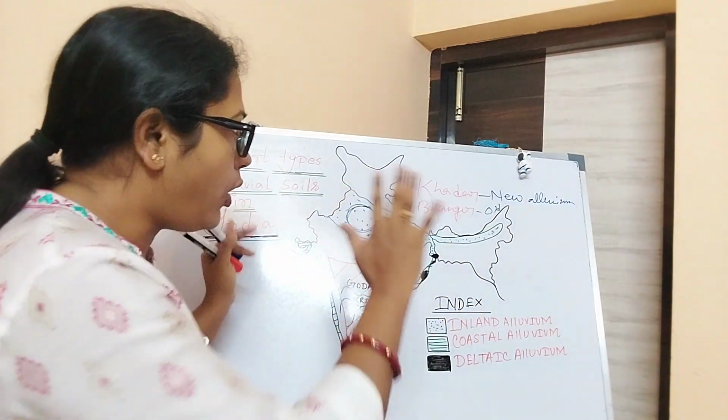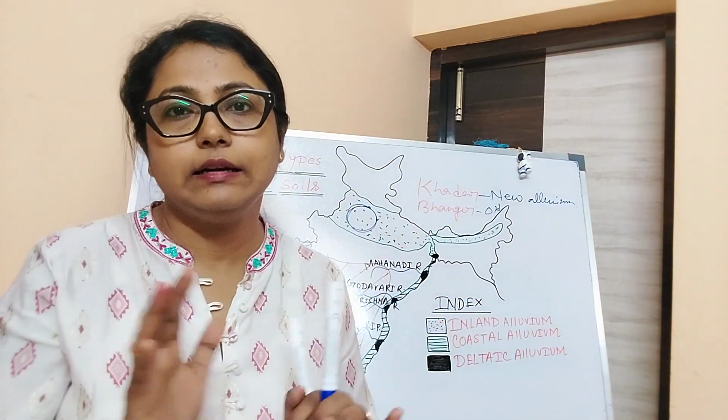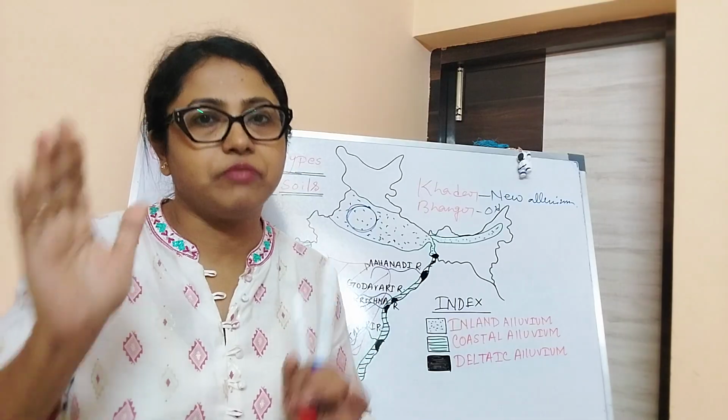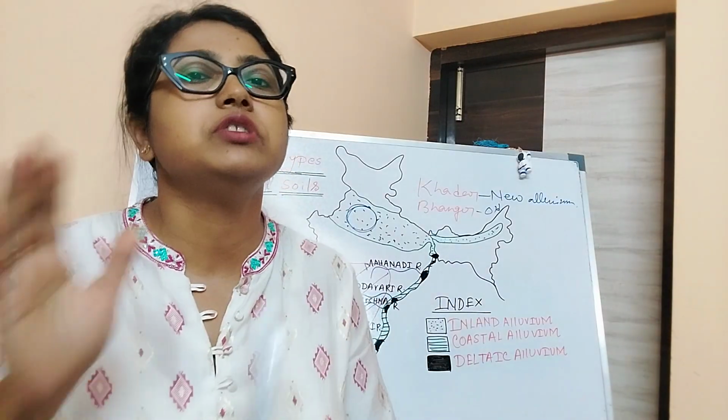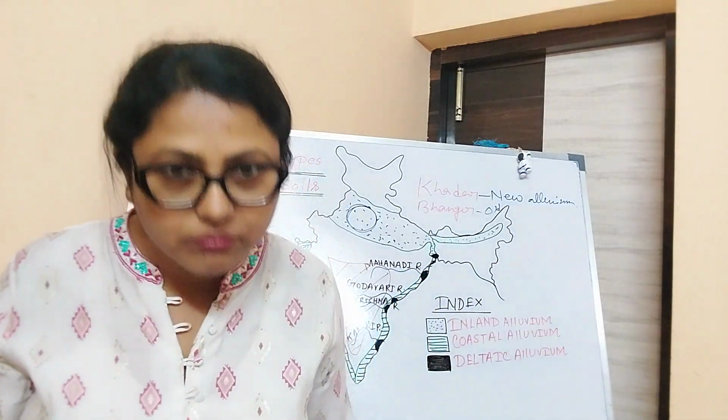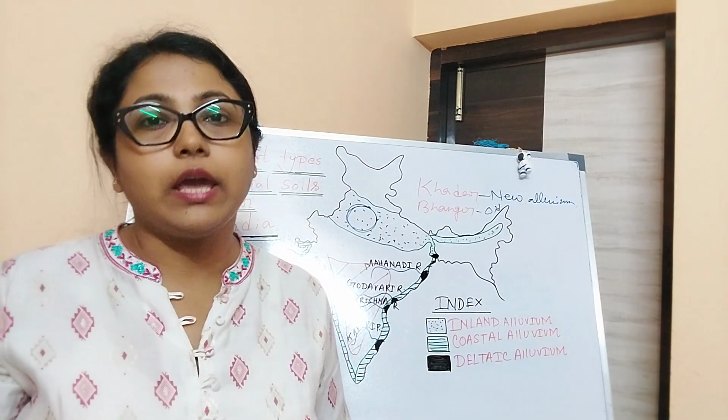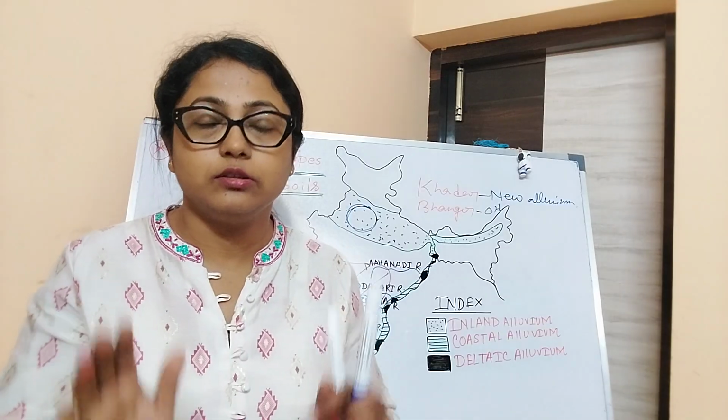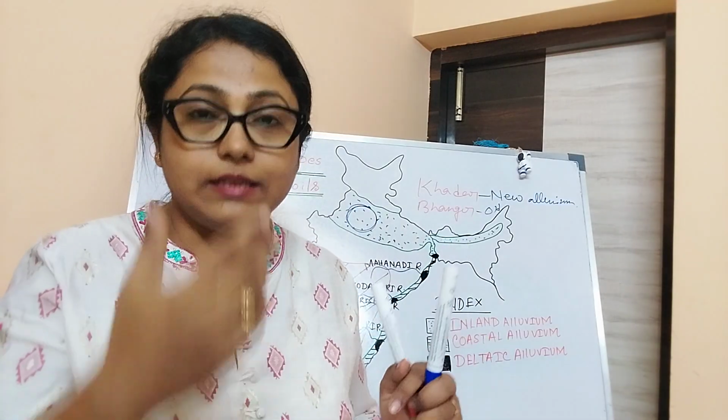So this is all about alluvial soil types. Students face difficulties in identifying which one is coastal, which one is deltaic, which one is inland, and the difference between them. Okay, so this is very important so that your concept will be clear.